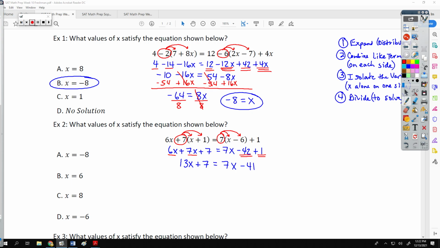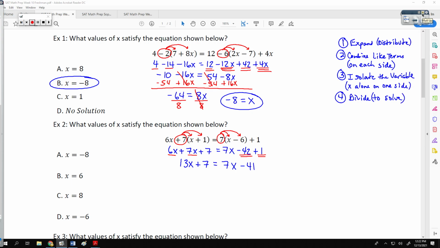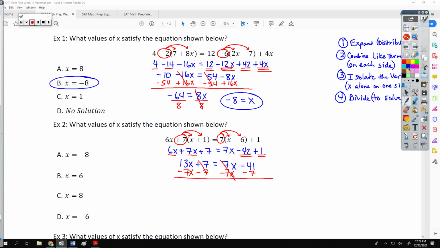Third step then is to isolate the variable, get x alone on one side. So I'm going to do that by subtracting 7x from each side of the equation to move the x to the left side, which means at the same time I'm going to move the number to the right side by subtracting 7 from each side. That would give us 6x equals negative 48. And then we would divide that by 6 to get x by itself. And coincidentally, we get the same answer, x equals negative 8, in this equation as well.